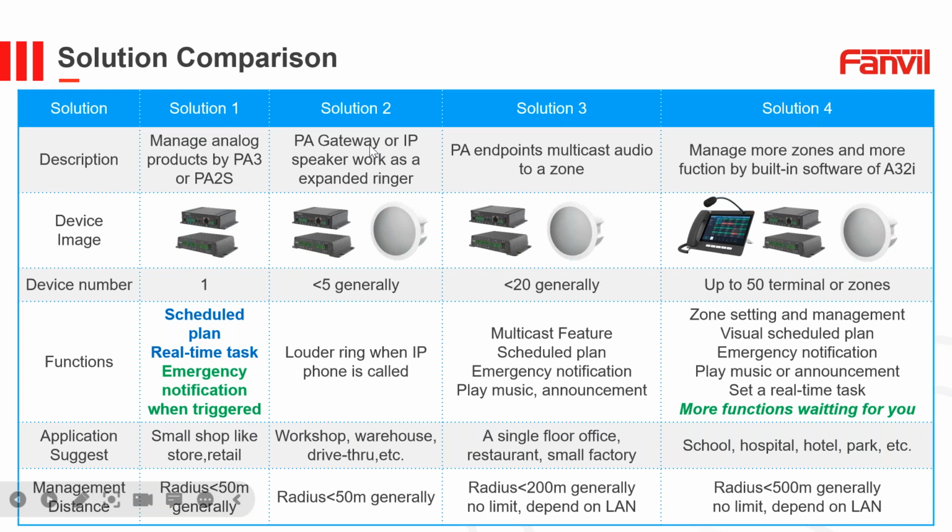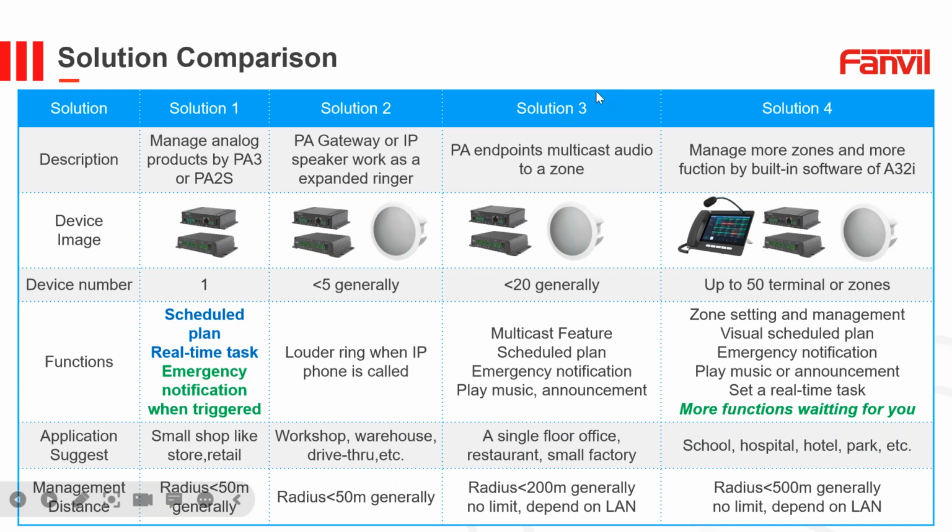And if your customer works in a noisy environment, solution 2 will be very useful. Our PA gateway or IP speaker can work as an expanded ringer, and when the IP phone is called, it will play the same sound. This solution can be used in some noisy environments like a workshop, warehouse, and drive-through restaurant.